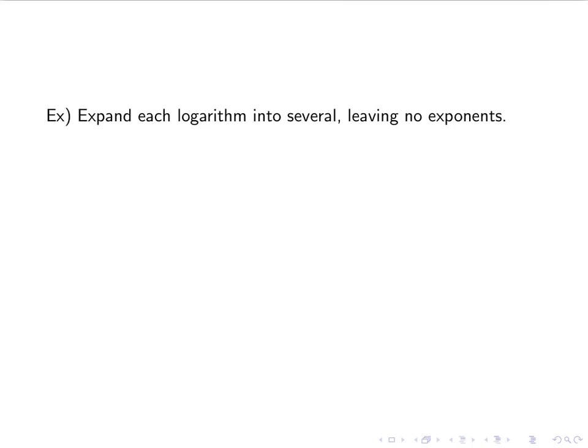So let's expand each logarithm into several logarithms, leaving no exponents. Log base 2 of 6x. So I look at what's inside my logarithm and I ask myself, is it a product, a quotient, or a power? So those are the three things that I can expand. So 6x is a product, so I'm going to use that first rule and break it up using addition. So that becomes log base 2 of 6 plus log base 2 of x.